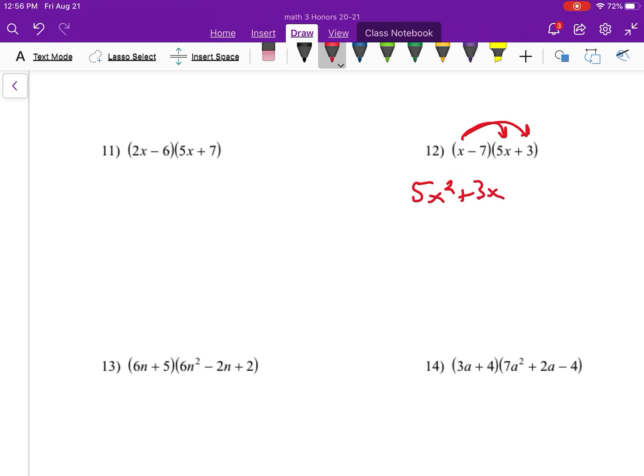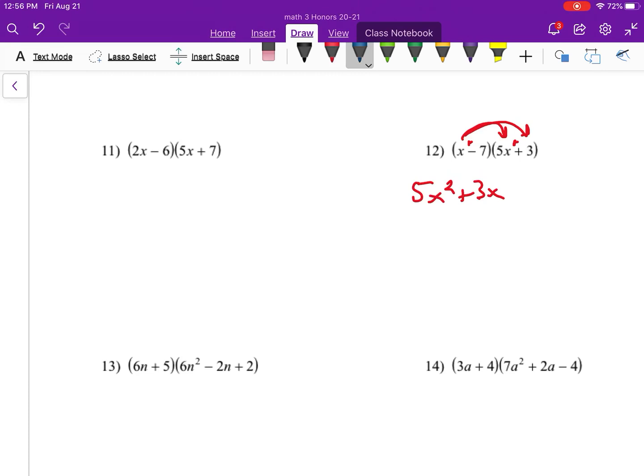Like I said, when I'm distributing that variable on the outside, notice how my x to the first power right here and 5x to the first power, that became x squared, right? 1 plus 1 is 2, right? So that kind of gives you an idea there.